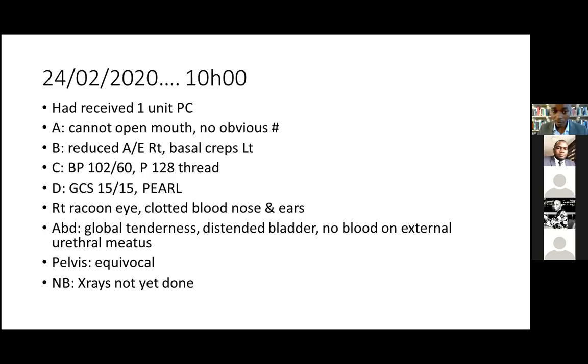Slight improvement from the 14. Perhaps the effects of alcohol were waning a little bit. His pupils were equally reactive to light. He had a right raccoon eye and clotted blood on the nose and the ears. The abdomen was globally tender with a distended bladder. There was no blood on the external urethral meatus. Pelvis exam was equivocal, and x-rays were not yet done at that point.